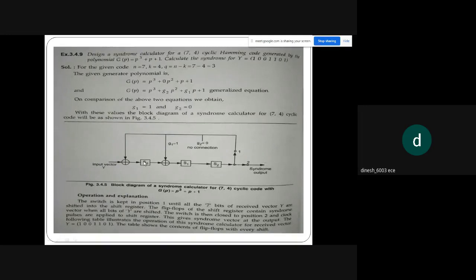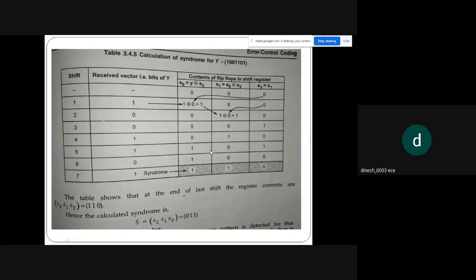So we had defined S0, we had defined S1. After S1, it is S2. So how do you get S2? There is only one input, which is S1. So S2 will be equal to S1 since g2 is equal to 0. Since there is no connection, we get S2 is equal to S1.